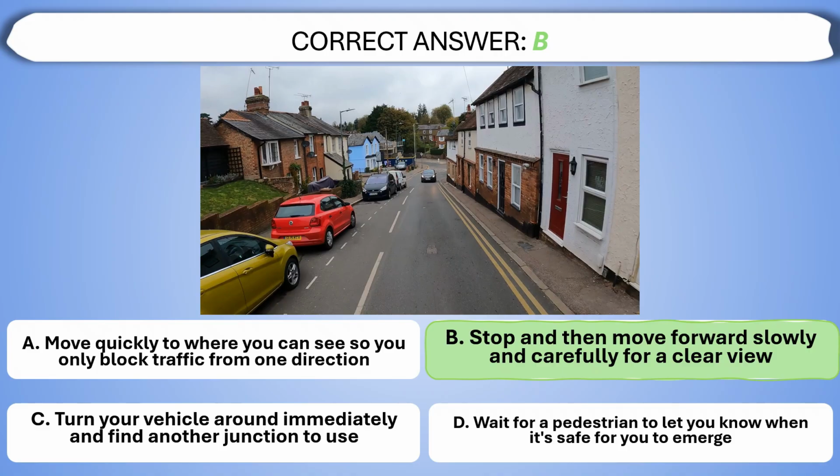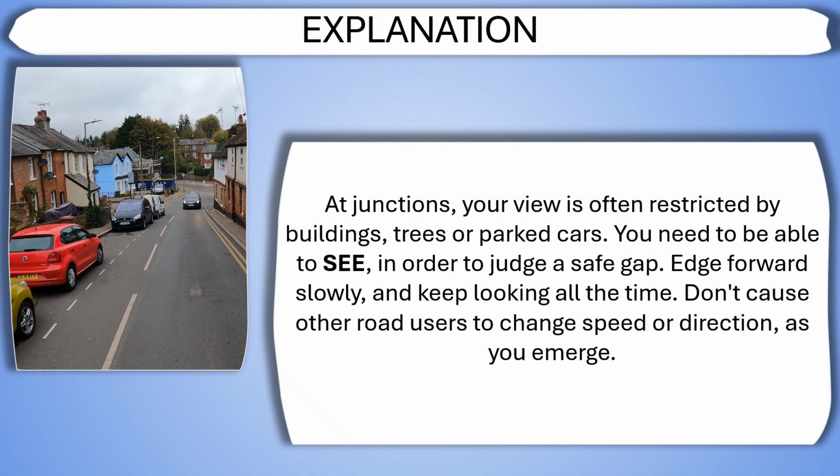Explanation. At junctions, your view is often restricted by buildings, trees, or parked cars. You need to be able to see in order to judge a safe gap. Edge forward slowly and keep looking all the time. Don't cause other road users to change speed or direction as you emerge.